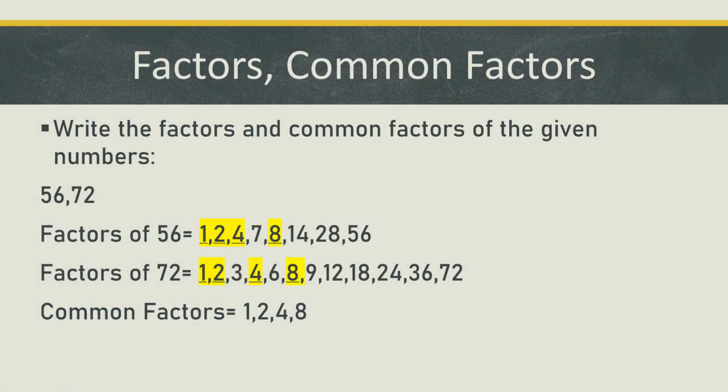Now let's take another example. Write the factors and common factors of the given numbers 56 and 72. Factors of 56: 1 and 56. I wrote 1 over here and 56 over here.